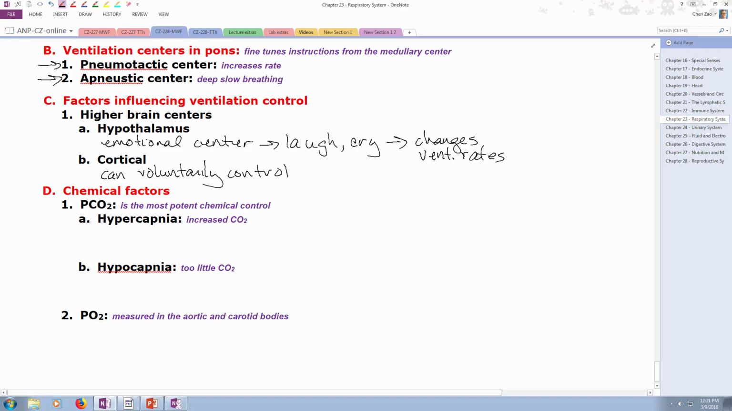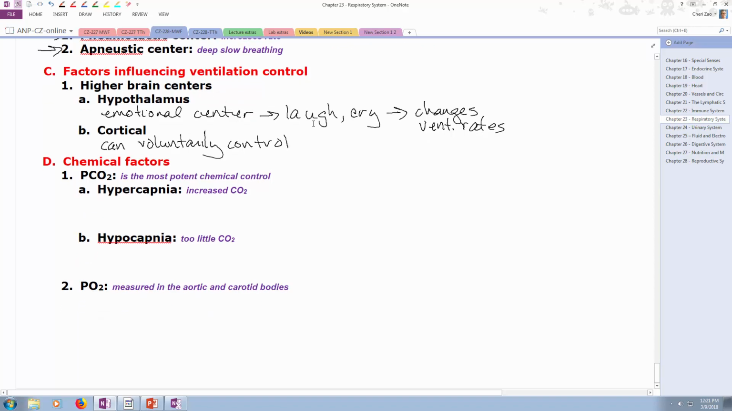But how long can you hold your breath, realistically? Not very long, and so you will actually have the medulla oblongata stimulating your diaphragm to ventilate, even if you are actually trying not to. So you have a limited amount of voluntary control, and obviously the emotional center too will have a limited amount of control.